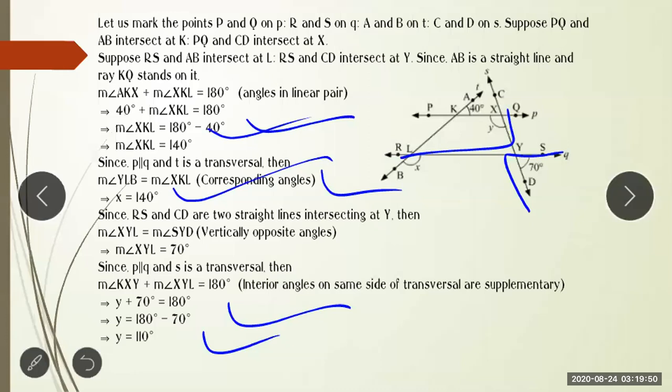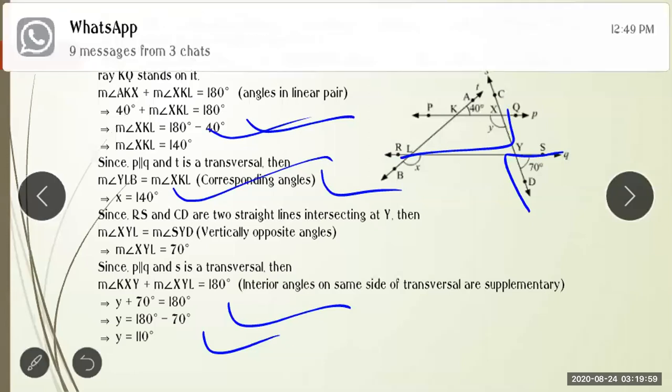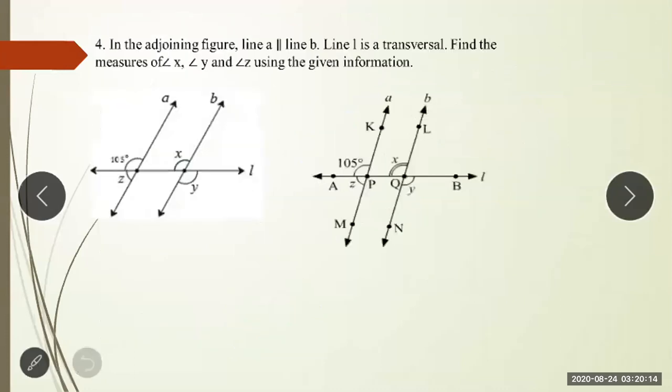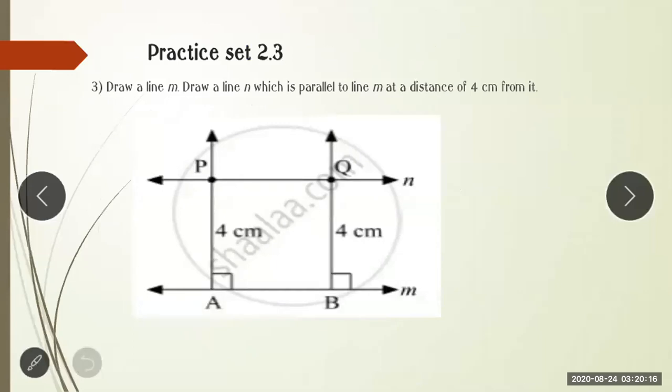See students, here we have completed our 2.2 exercise. Next we will start practice set 2.3. Whatever is the remaining question, that might be homework and you are getting it on the School Magica app. Now we will further move to our last exercise, that is 2.3.